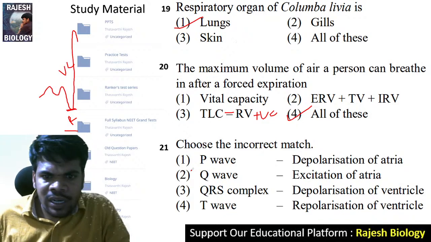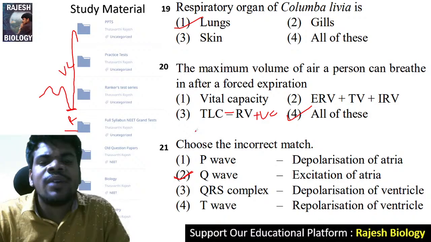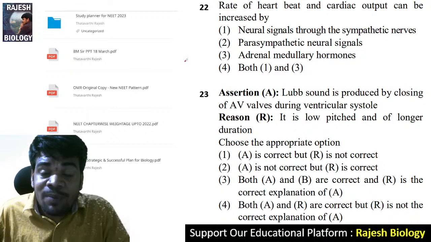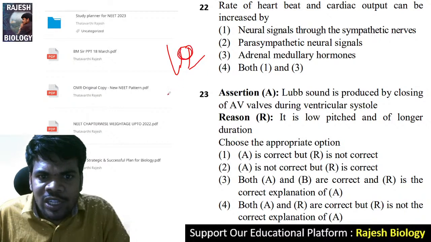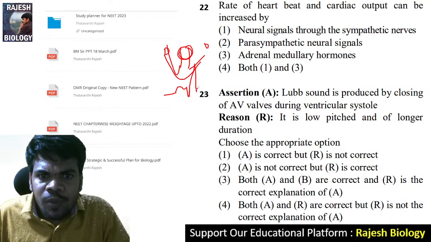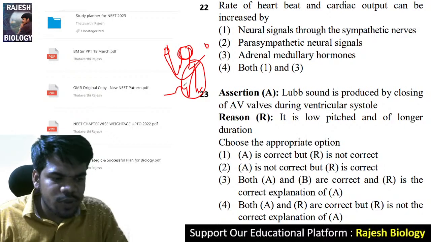Yes, Chandrika, you are right. Q wave does not represent the excitation of atria. Q wave is actually the septal excitation, septal depolarization. You know, the ventricular septum is there, right? This septum depolarization is actually the Q wave. And the entire ventricular muscle, R wave. And the basal part of the ventricle, S wave. Together it is called ventricular systole. Okay.